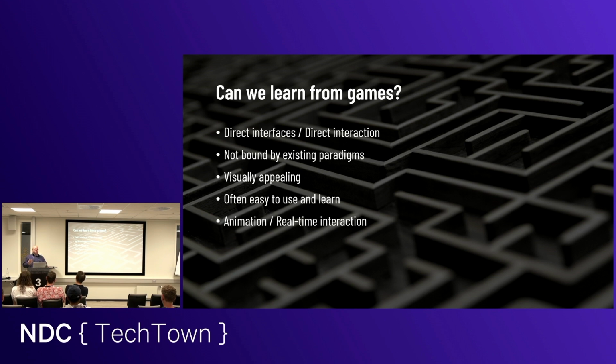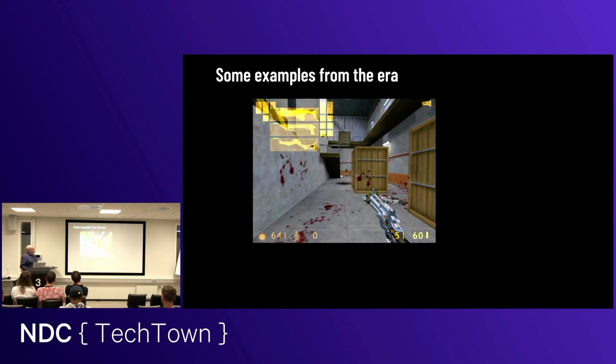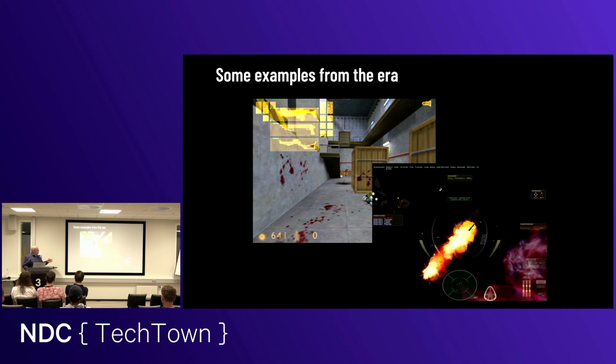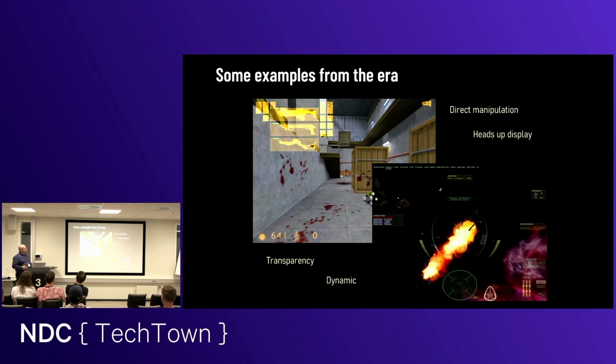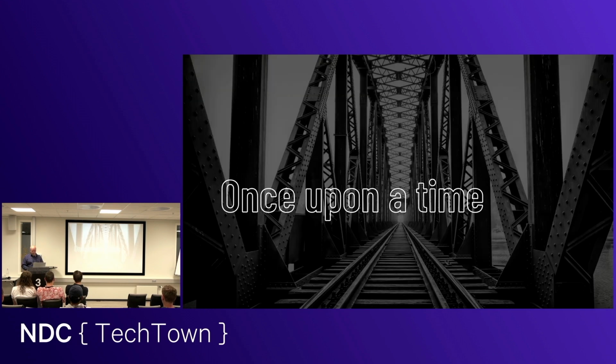So just to give you a flashback at the era where we started ObjectiveFrame. You probably know this. This is Half-Life. There's Free Space. These were early hardware-accelerated games when I started developing. So I got inspired by using transparency, dynamic lighting, direct manipulation, heads-up display, all that stuff. That inspired me to ask: can we do something similar in mechanics?